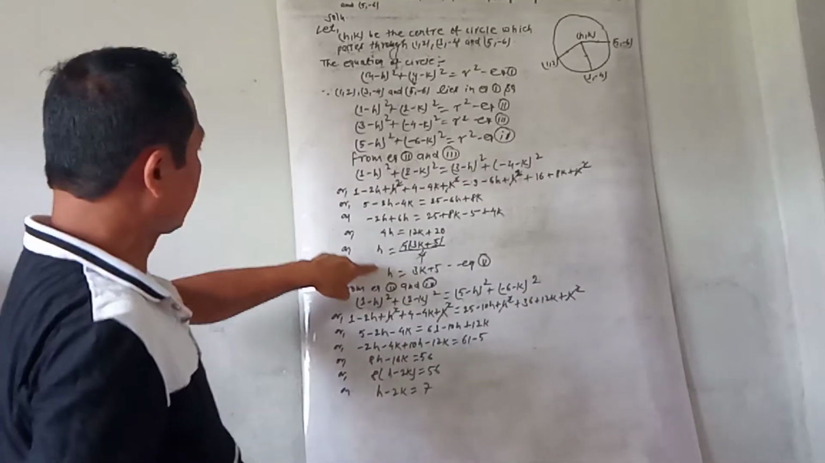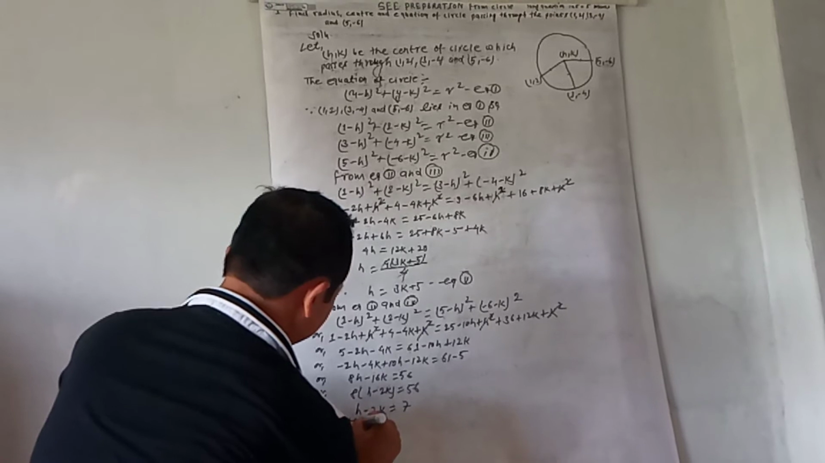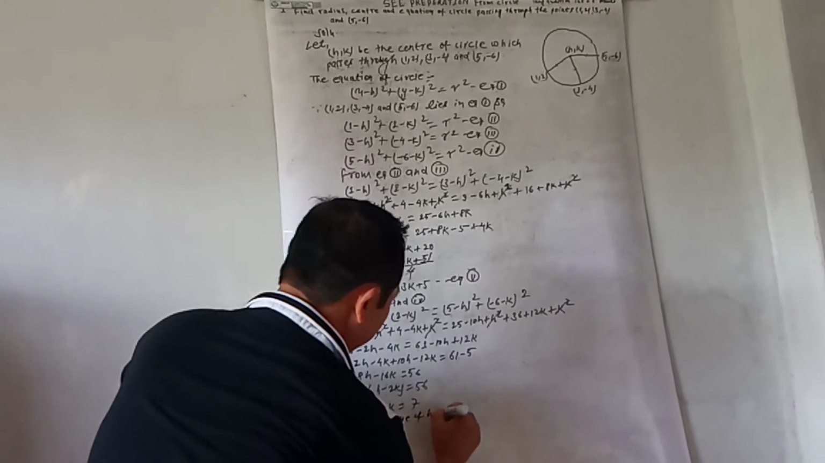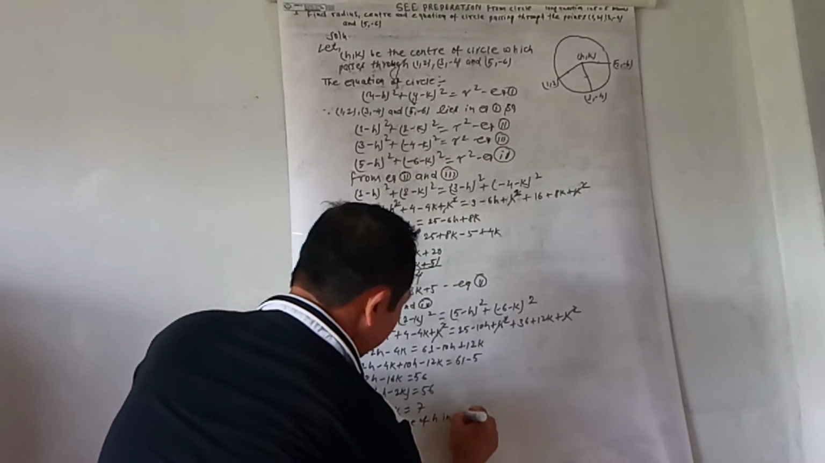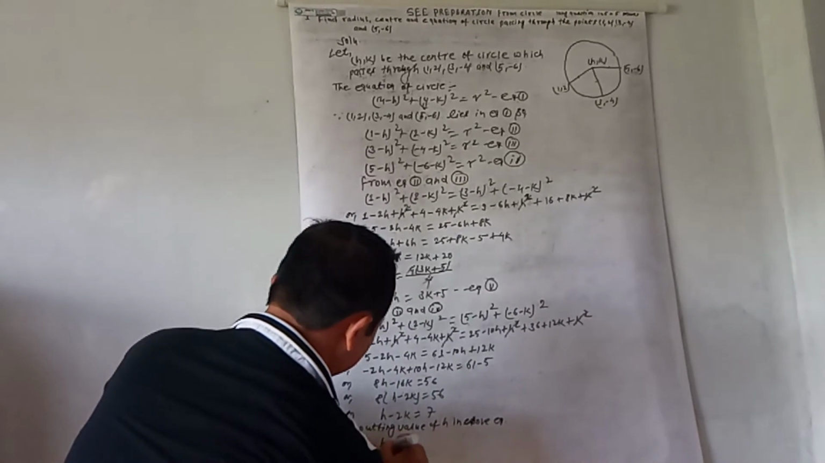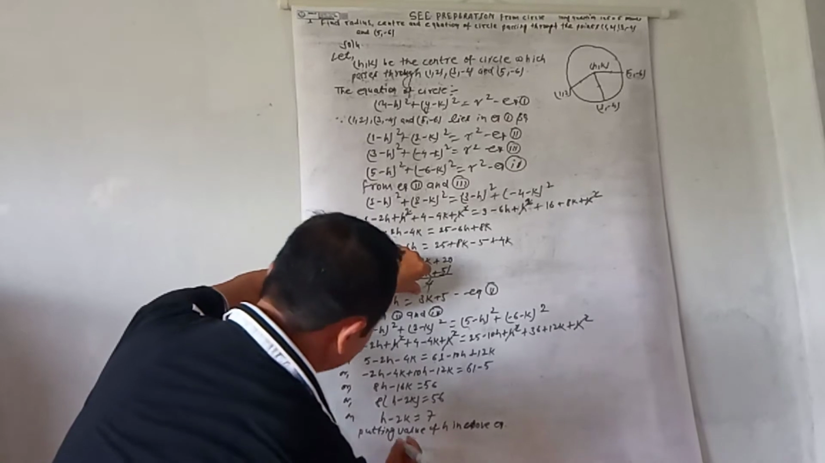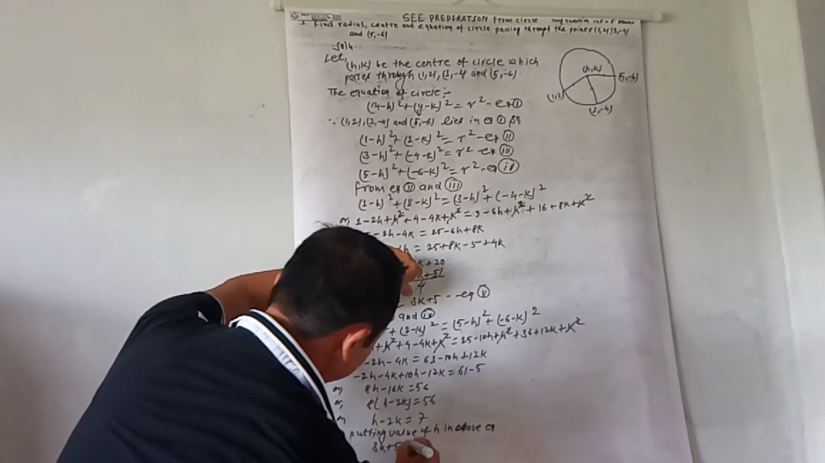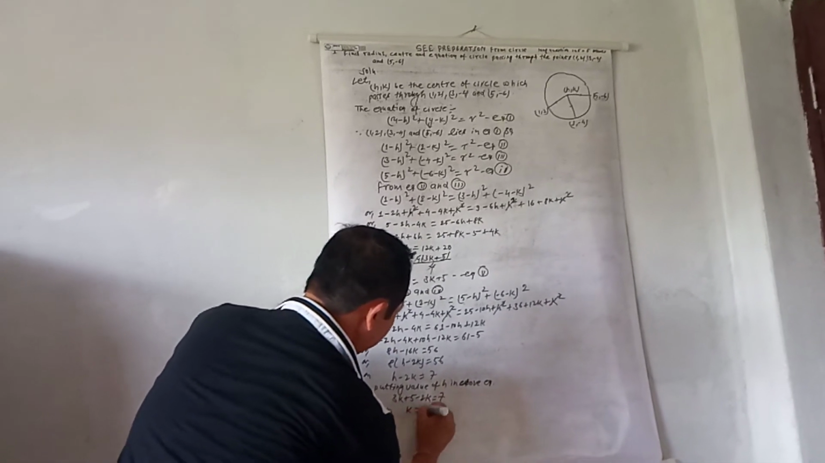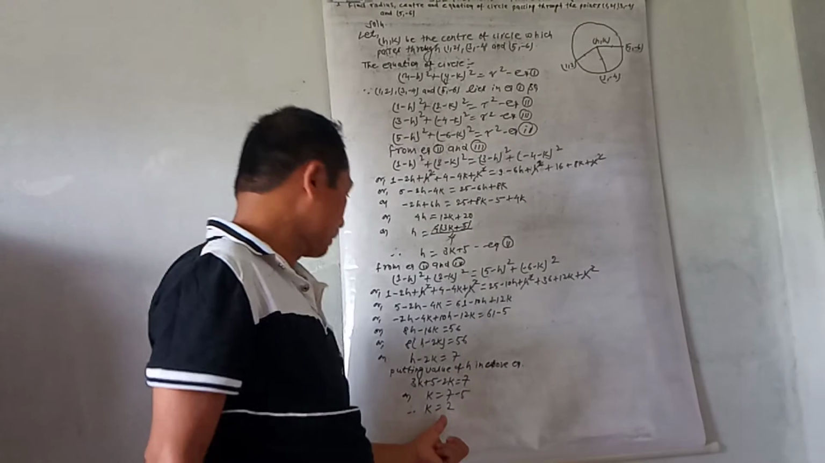Putting the value of h in this equation, in the above equation, h minus, in place of h you have to put the value 3k plus 5, then 3k plus 5 minus 2k is equal to 7, or k is equal to 7 minus 5, therefore k is equal to 2. Value of k is 2.